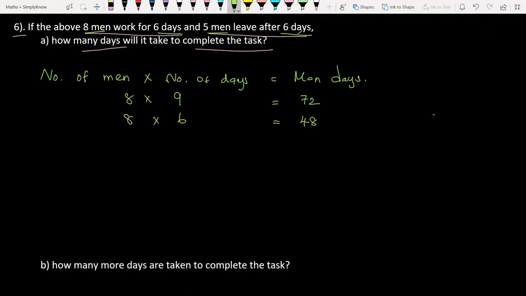Now after 6 days, 5 men leave. Now we know that the task is not fully completed yet. Now what is the remaining task? This is the completed task. The remaining task is 72 minus 48. It's 24 man days. 24 man days is the remaining task.